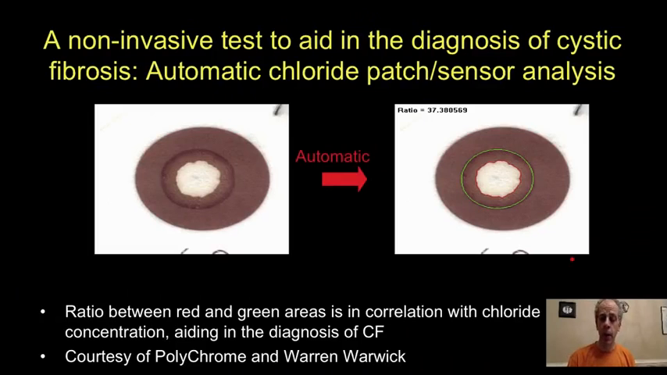Here is another example in the area of cystic fibrosis. And without going into too many details, this is a patch that is basically put on the skin, and it basically measures the amount of sweat and the concentration of chloride in the sweat. And the basic idea, the challenge here, is to detect this curve and detect this curve and compute the ratio of the areas that are inside this curve and inside this curve.